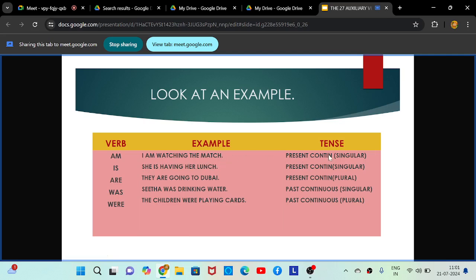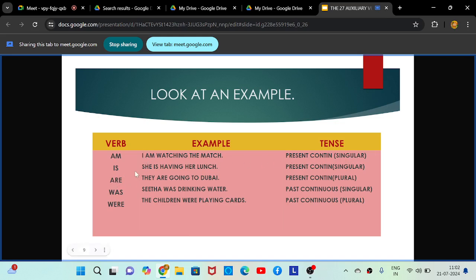This is in present continuous tense, that is, something that happens continuously. For example, I can say I am teaching English to my students. That is also in present continuous tense because I am doing that right now. Right now I am teaching you. So that is in present continuous singular. Singular is nothing but I.